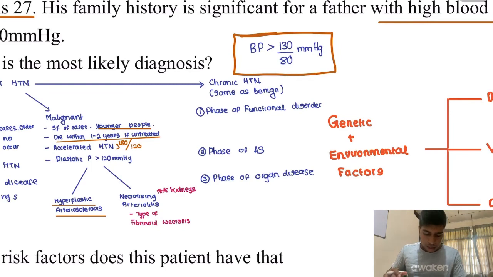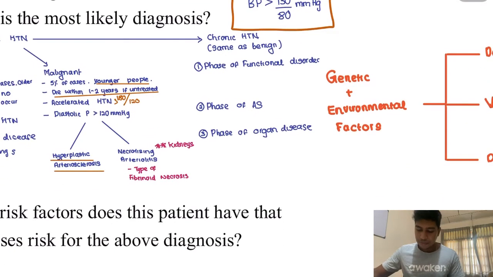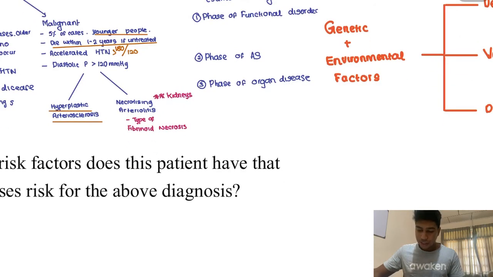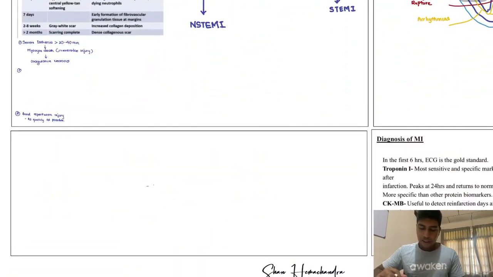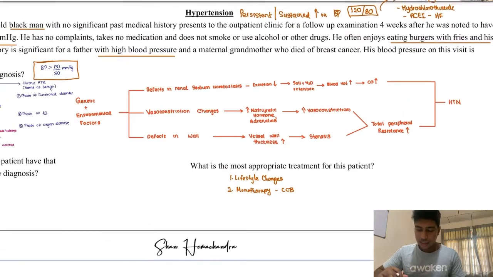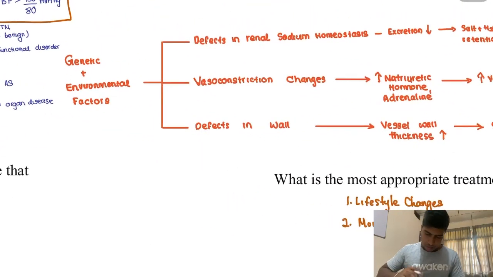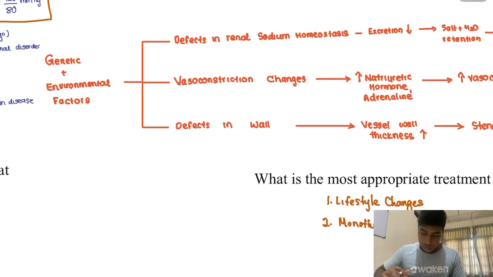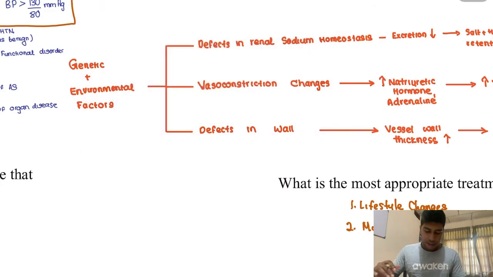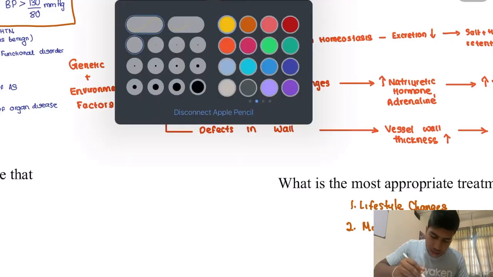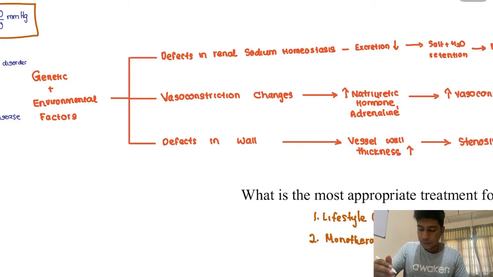Next, long-term hypertension, chronic hypertension. There's 3 phases. It's basically the same as benign hypertension, but we are going to try to understand what happens. So there's going to be 3 phases: phase of functional disorder, phase of atherosclerosis, and phase of organ disease. I will explain those later on. Now, these are some factors which cause hypertension. You don't really need to know this, but I will just clarify the reasons for hypertension.